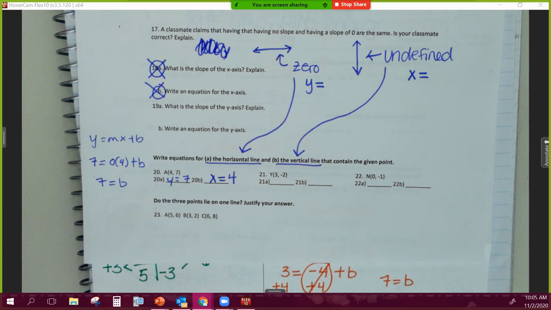Okay, so we've got a little bit less than 10 minutes left. So y'all let me know if you need any help on this.